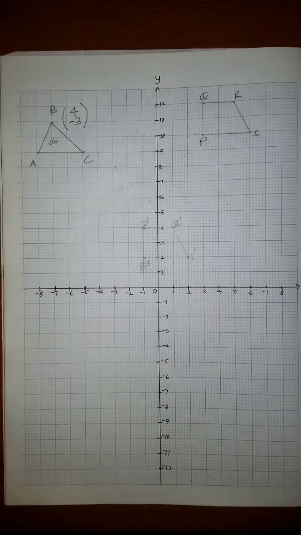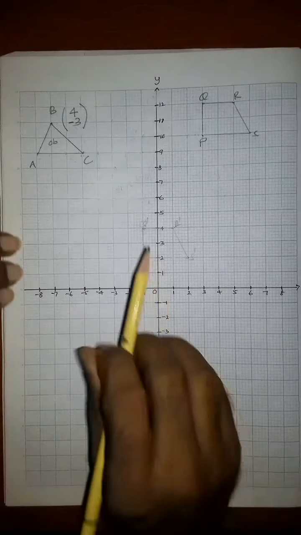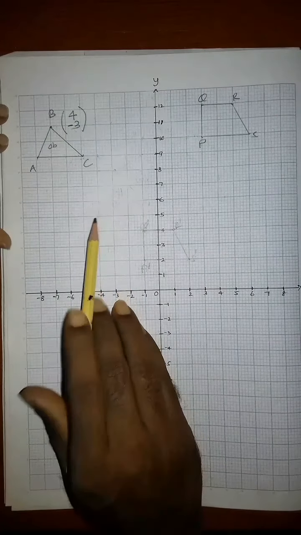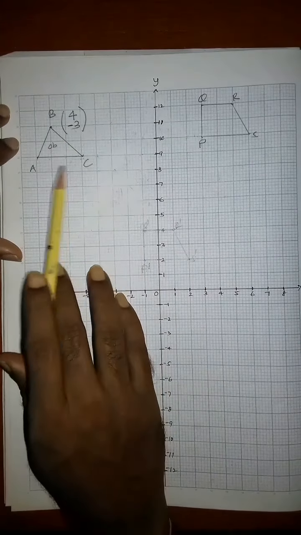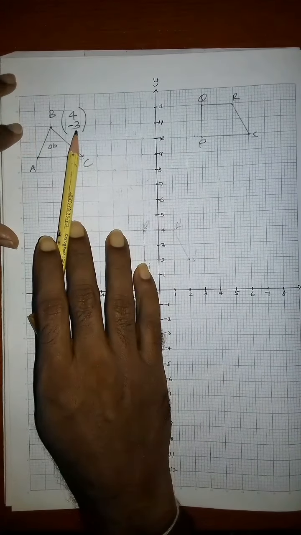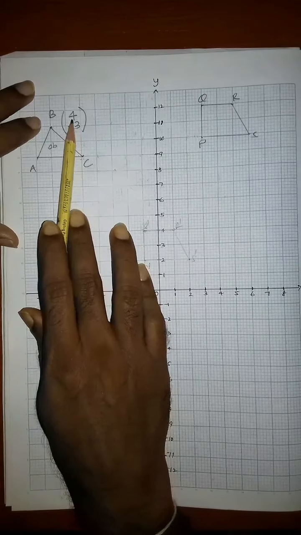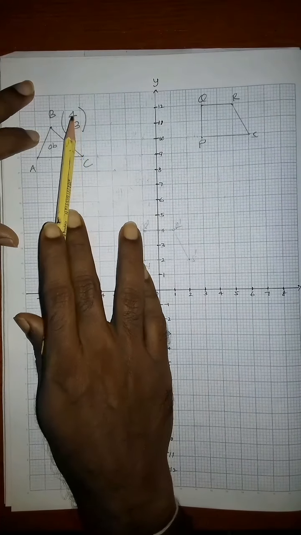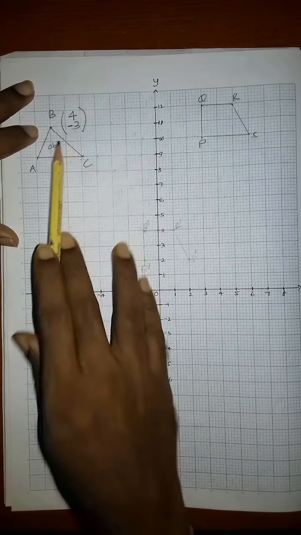First of all, I will refresh your memory on how to translate a figure by a vector and how to find the translation vector. Now I'll go straight to the coordinate plane, and you can see this triangle ABC is going to be translated by the vector 4, minus 3. What do you mean by 4, minus 3?